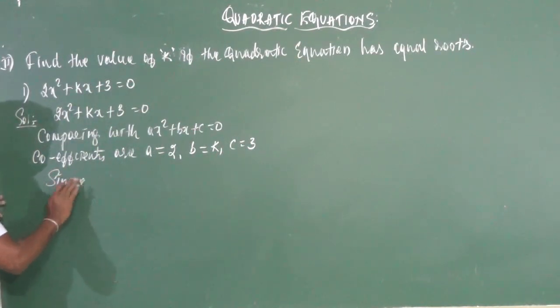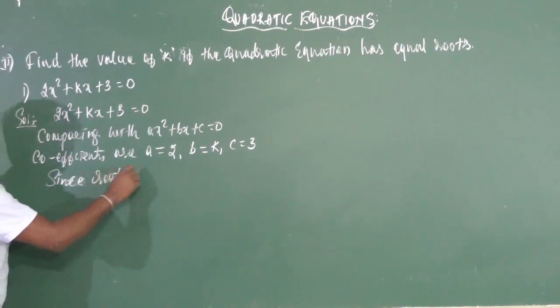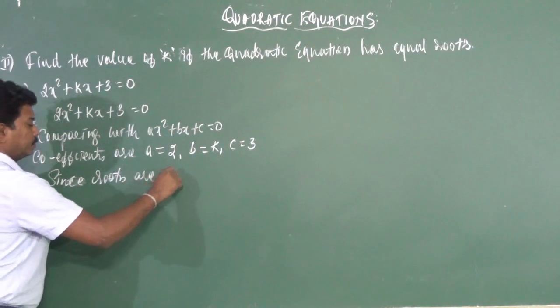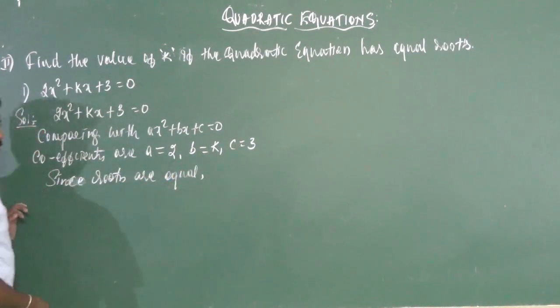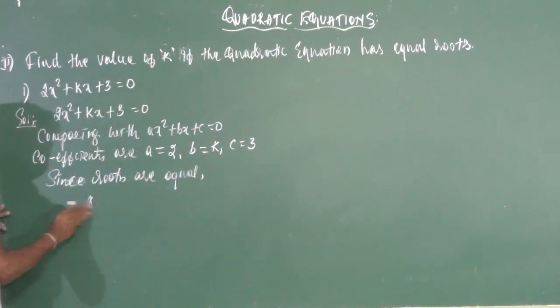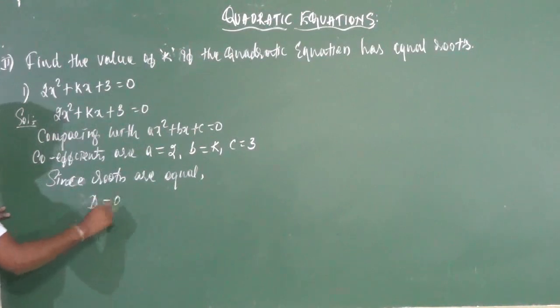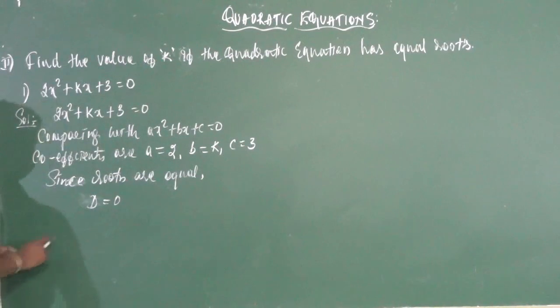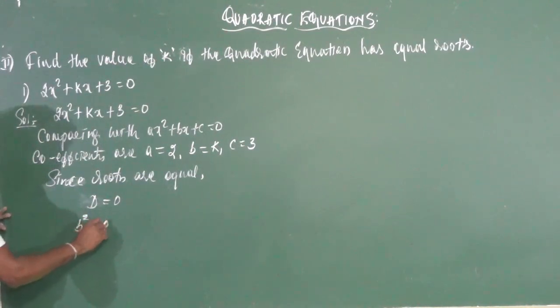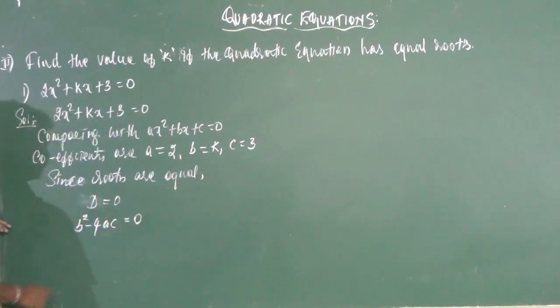Since roots are equal, discriminant, that is D, is equal to 0. Now what is the value of the discriminant? b square minus 4ac. Discriminant D is 0 means b square minus 4ac is equal to 0.